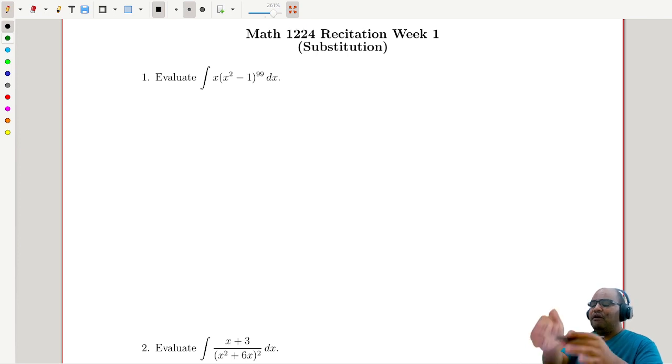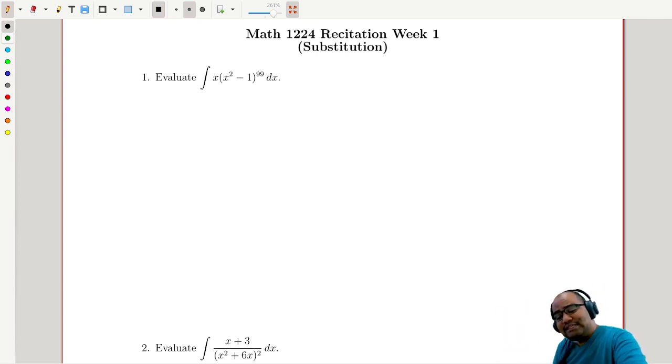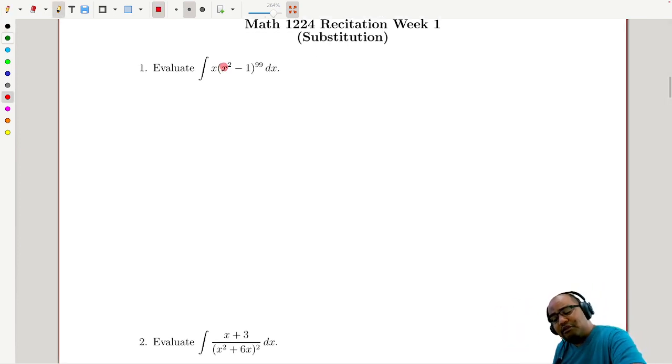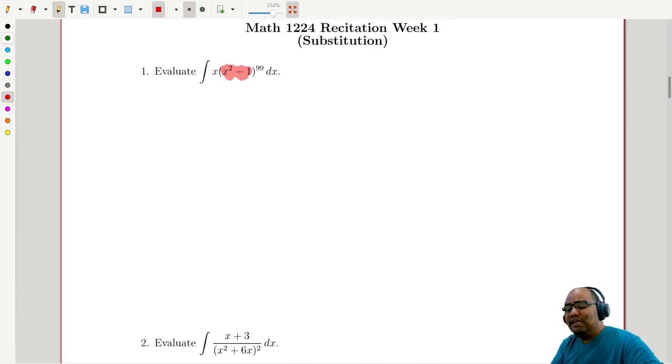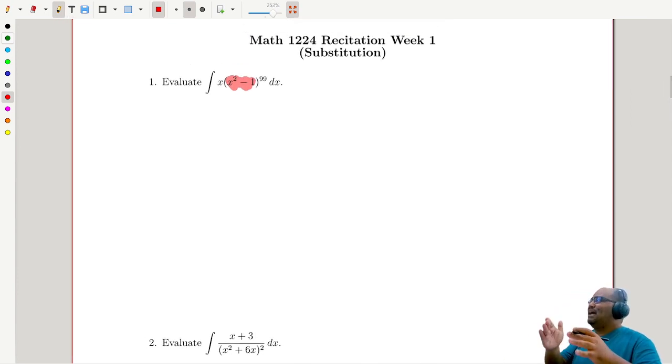Here I have functions inside a function. I have this thing here, I'll highlight it in red, this x squared minus 1 is inside this 99th power thing. That's an innermost function. Chain rule passes things through like that. We get links in the chain.